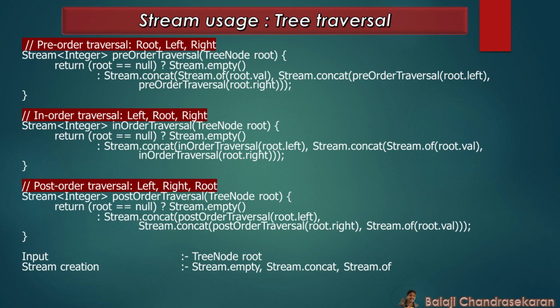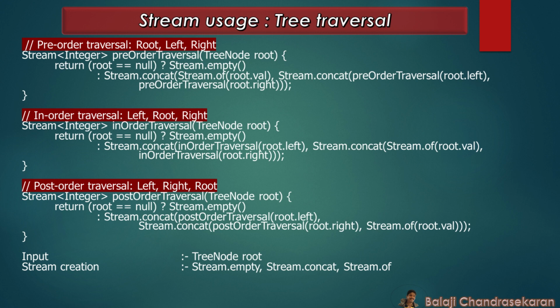Tree traversal using streams can be achieved by using a recursive approach. Here is a basic example of how we can traverse a tree using streams in Java. I have created a simple binary tree structure, defined as a class TreeNode with the instance variables val, left and right.